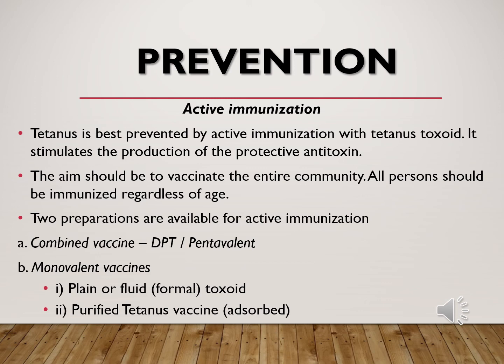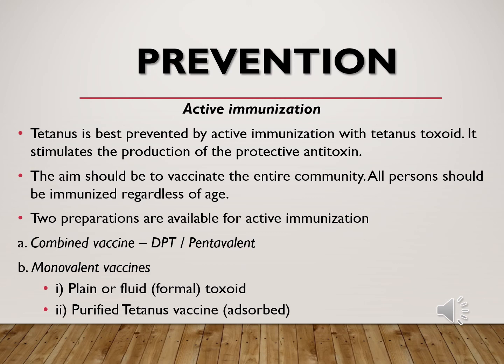There are two preparations available for active immunization. Combined vaccine, which may be a trivalent vaccine, that is diphtheria, pertussis, tetanus, DPT, or pentavalent vaccine, which contains 5 vaccines. This is included in the EPI schedule, and it is given to infants at the age of 6 weeks, 10 weeks, and 14 weeks.